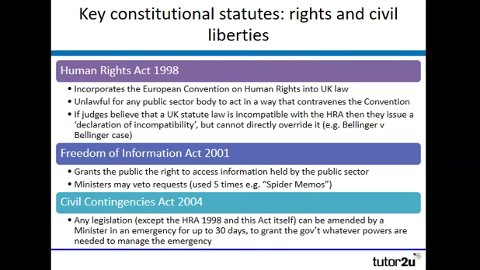The Civil Contingencies Act 2004 has certainly caused a huge amount of debate and has not been short of controversy. This act allows for any legislation in the UK, apart from the Human Rights Act and the Civil Contingencies Act itself, to be amended by a minister, not Parliament, in an emergency for up to 30 days. In other words, this grants the government whatever powers they might need to manage an emergency. This has been strongly criticised by some for trampling on rights, although the nod to including the HRA as one of the exceptions goes some way towards quelling that argument.